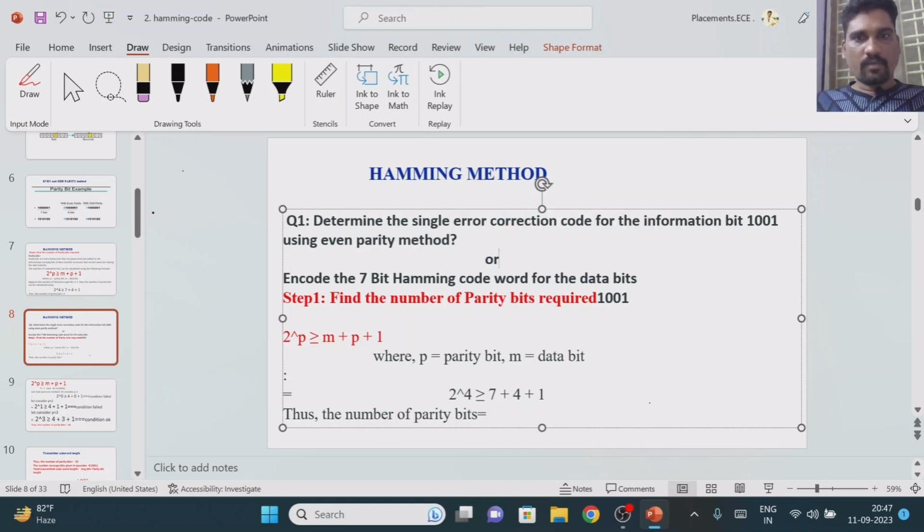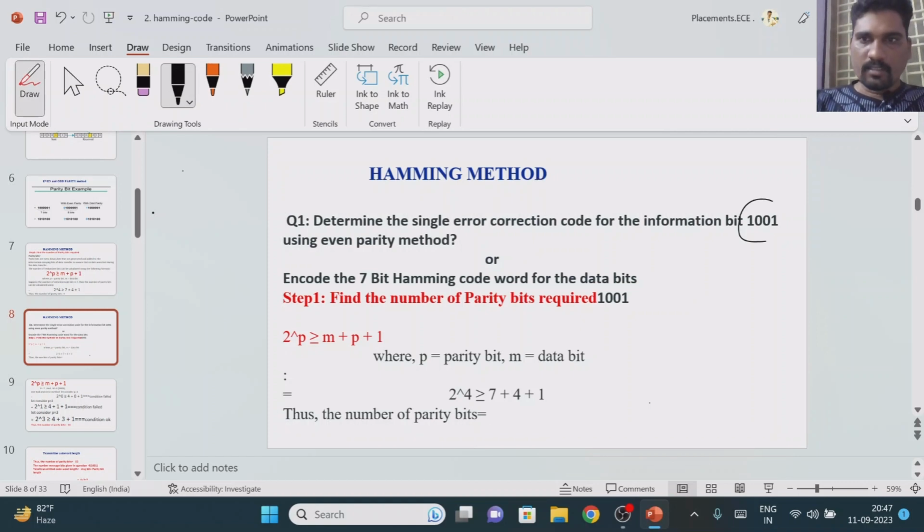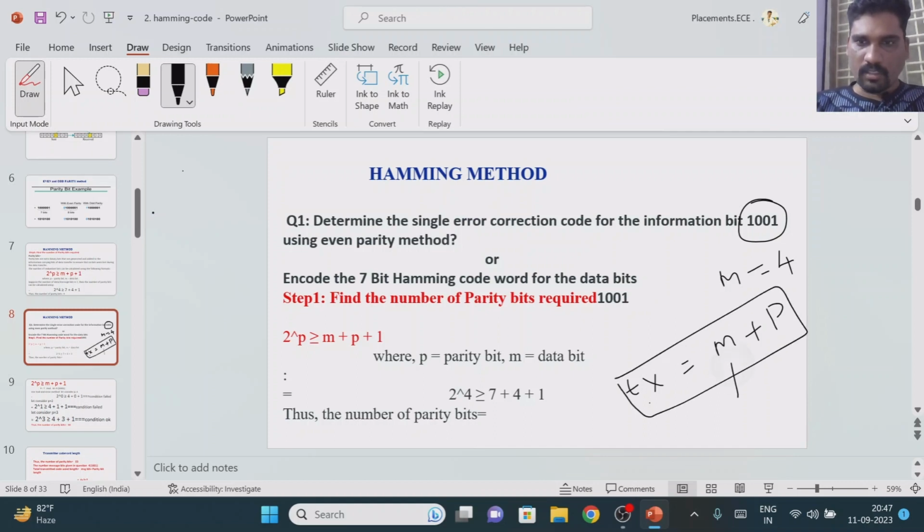Now as per the given question, if you observe here, the number of message bits is given as 4 message bits, right? This is the message bit value they have given, 1001. So the number of message bits is 4. The transmitter code word is the length of the message bit value as well as the length of the parity bit value, right? Encoding means for our original information we are going to add extra bits, right?